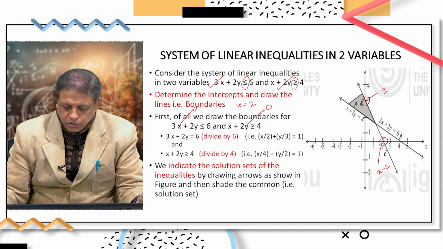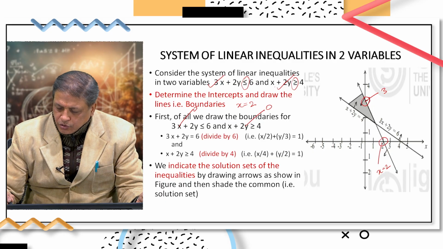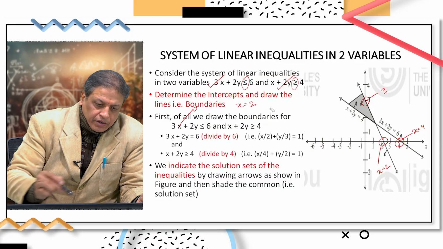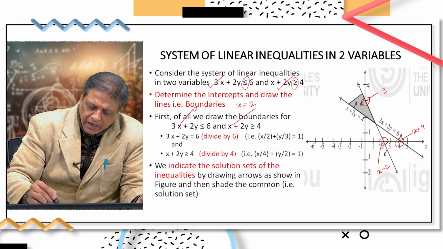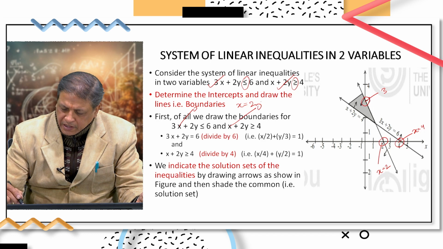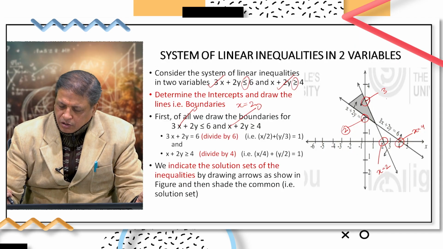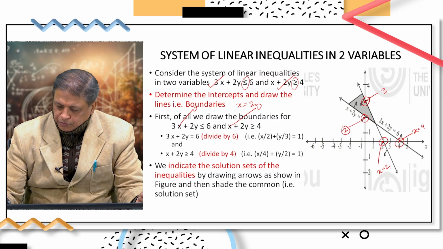Substituting y is equal to 0, you will get x is equal to 4 as one of the intercepts, and thereafter substituting x is equal to 0, you will find that y is equal to 2 is the other intercept. So we will get two lines, one line connecting point 3 and point 2, and other line connecting point 2 and point 4.